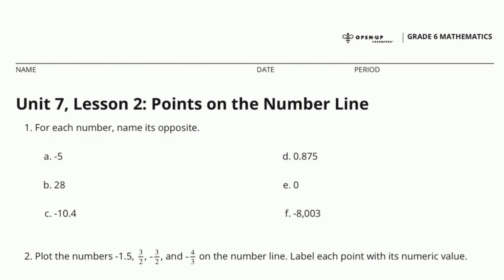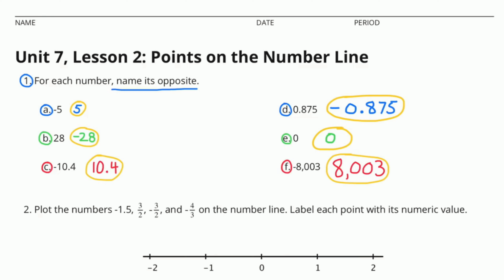Unit 7, Lesson 2, Points on the Number Line. Number 1. For each number, name its opposite. A. -5. The opposite of -5 is +5 or 5. B. 28. The opposite of +28 or 28 is -28. C. -10 4/10. The opposite of -10 4/10 is +10 4/10 or 10 4/10.